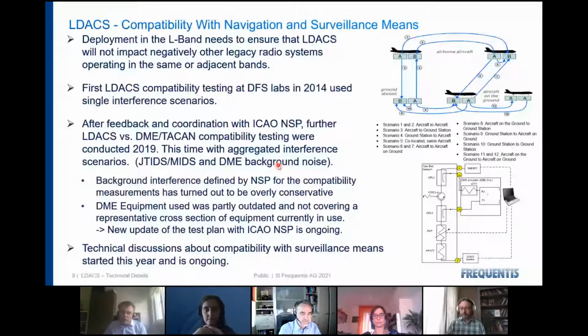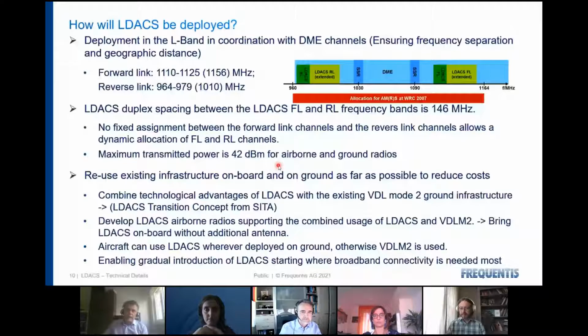Since Michael presented already the LDACS forward and reverse link spectrum, and we're running out of time, I think I will skip this part, the top of the slide, but I want to mention that the LDACS duplex spacing between the forward and the reverse link is 146 megahertz, which should make it easy to design a duplexer for that.